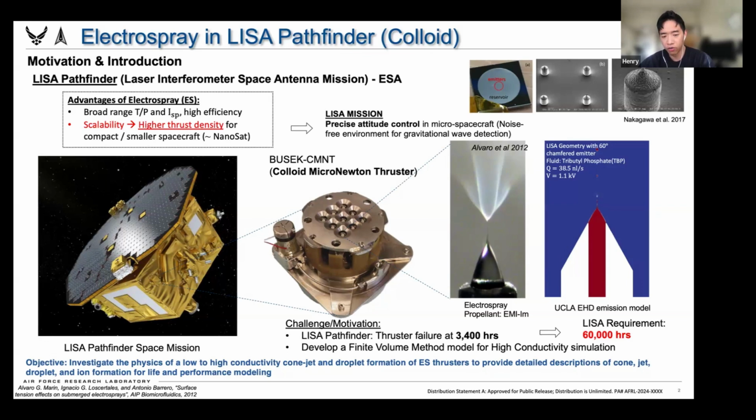The challenge of our project was that three of the thrusters failed at 3,400 hours, and the LISA mission actually requires 20 times that lifetime, which is 60,000 hours. So our objective was to make a model for the electrospray thruster to investigate higher conductivity liquid, cone jet or droplet formation, or even ion formation for lifetime performance modeling.